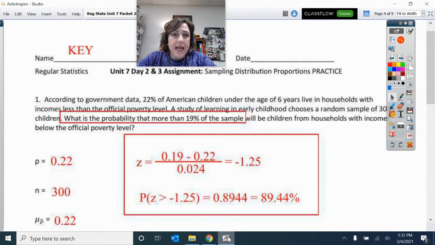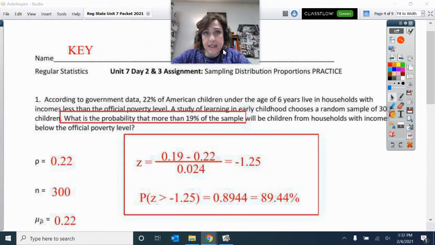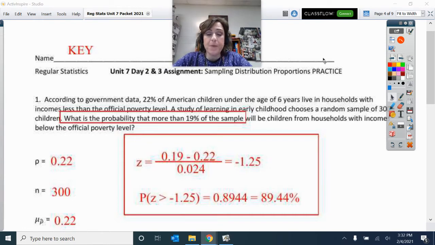All right, we're going to split this assignment in half so that we do the first 5 problems today and then the next 5 tomorrow. So let's take a look at this.